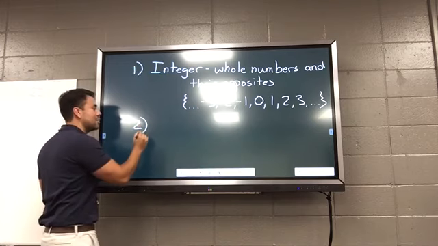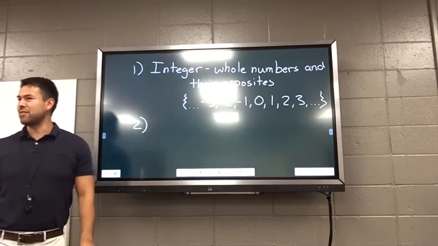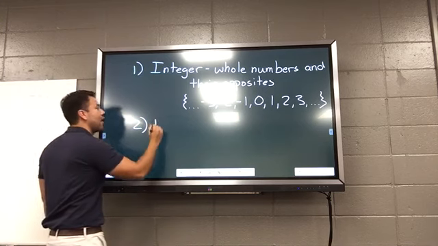The second type, and you know what I did in my notes? I actually gave you a definition for this, but I don't think you need it. Fractions.